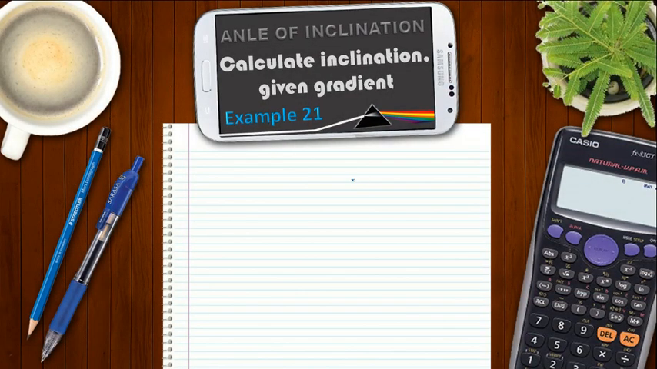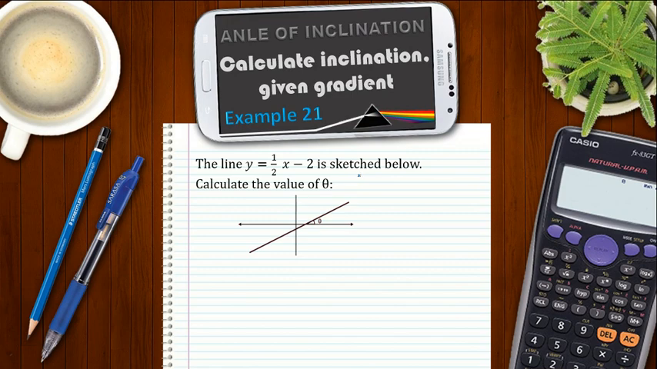Then for example 21, now the line y equals half x minus 2 is sketched below. Calculate the value of theta. Now here, how we're given the gradient is in the form of a straight line, but we know this straight line is already in its standard form, and we know a straight line is y equals mx plus c. Now here is our gradient. The coefficient of x is our gradient, so this then is my gradient.